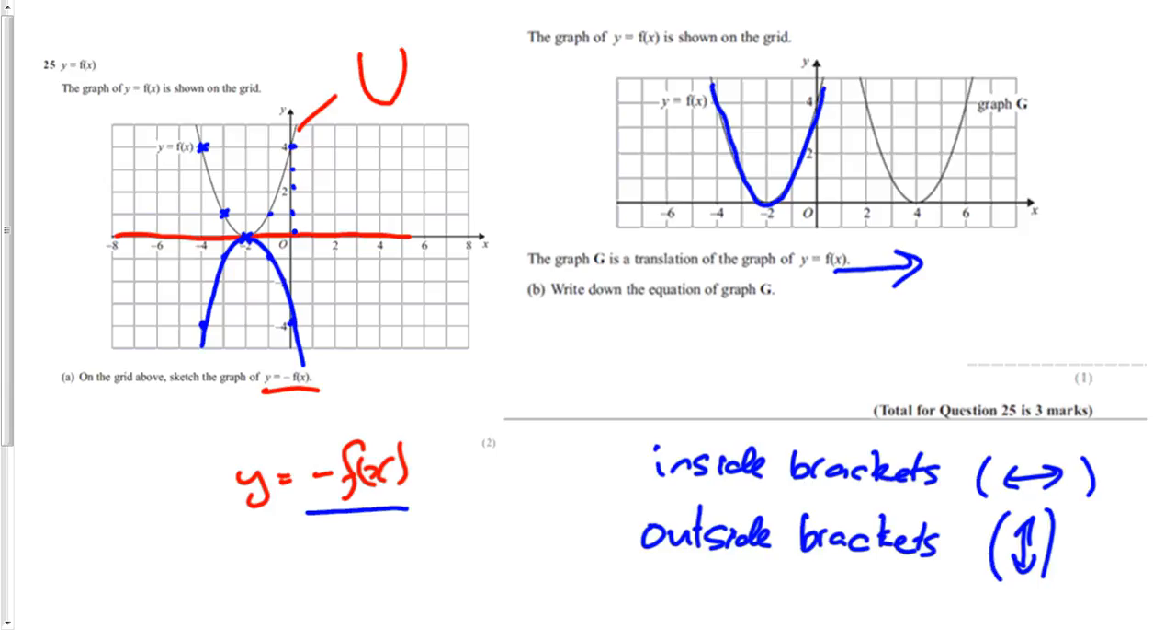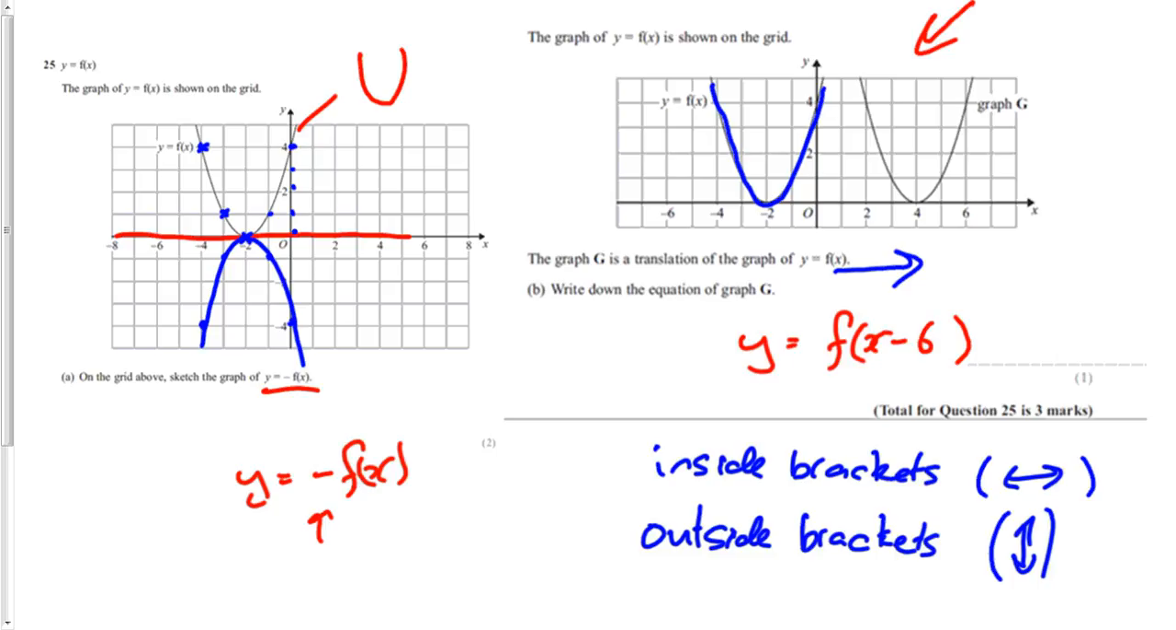So for this one here, for what I mean by this, is that this one here, y equals minus f of x, the minus sign is outside the brackets, therefore gets reflected down. For this question here, for question B, it's been moved to the right. So we say that y equals f of x, and if it's been moved to the right, we say it's going to be minus 6.